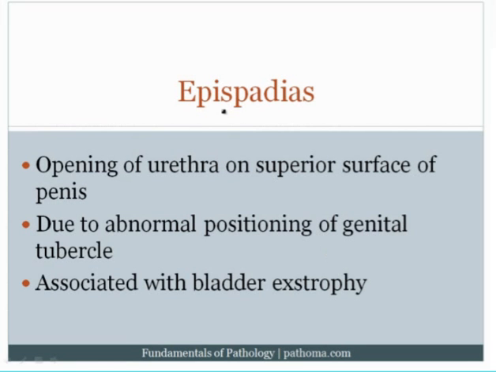And epi, again, very straightforward. Epi means on top, so it's going to be on the superior surface. And this would be due to abnormal positioning of the genital tubercle. So that's a little bit of embryology, but again, examiners love to go after that because that's a great way to test embryology. It's also associated with something called bladder exstrophy. And bladder exstrophy is when you have opening of the anterior wall of the abdomen at the lower portion above the bladder, such that the bladder wall is also not formed properly, and you get complete exposure of the bladder wall as well. And that's called bladder exstrophy.